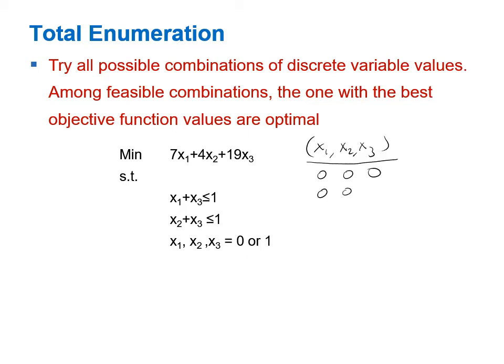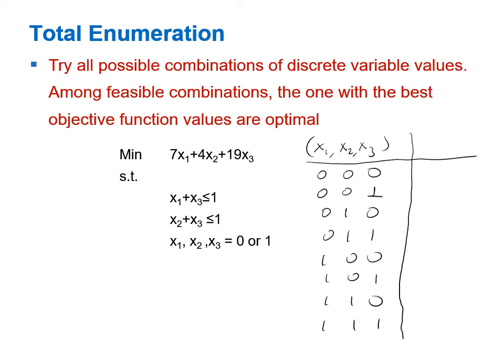So I can write all possible combinations. For example, x1 can be 0, x2 can be 0, and x3 can be 1. And then we may have 0, 1, 0, and 0, 1, 1, 1, 0, 0, 1, 0, 1, 1, 1, 0, and 1, 1, 1. These are all possible combinations for these three decision variables. And for each one of them, we can calculate the objective function value. And of course, we need to check whether they are feasible or not.